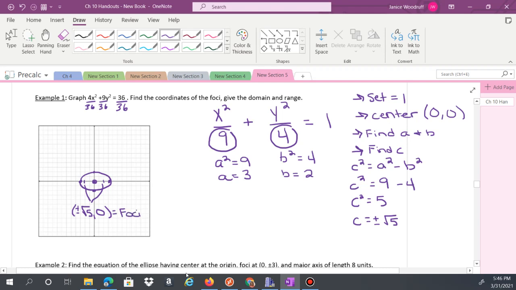And then the domain and range. So the domain would be from -3 to +3. And then the range would be from -2 to +2.